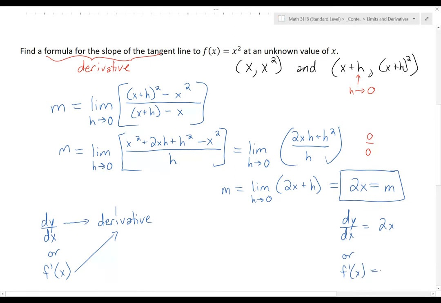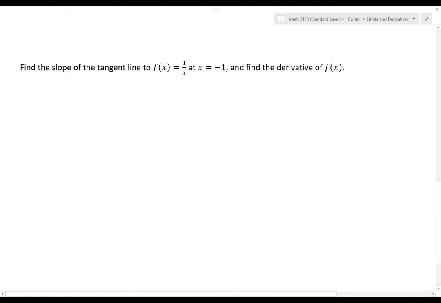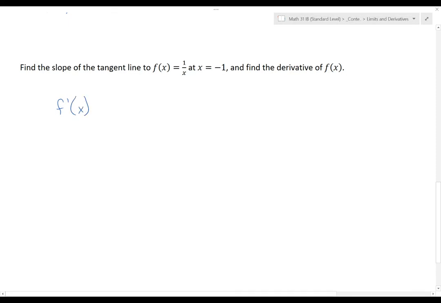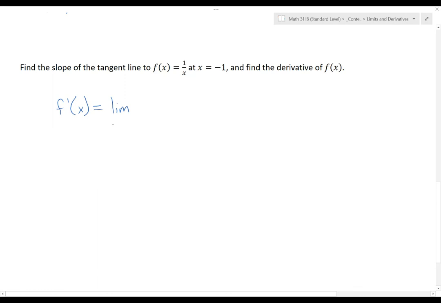F prime of x equals 2x, or dy dx equals 2x. All right, let's follow this process with a different function, but essentially what we are finding is the derivative of f of x. So the derivative of f of x is f prime of x. It is equal to the limit, and I'm going to just write generically here as h approaches 0.